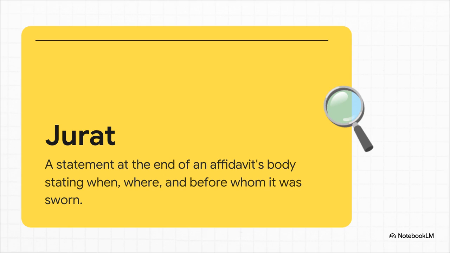Before we go any further into Rule 432, we need to be crystal clear on this term, the jurat. It sounds like fancy legal jargon, but it's just the formal statement at the end. It's the witness's official confirmation that everything was done by the book, when it was signed, where it was signed, and who was there. Rule 432 is super specific about what this jurat has to say.